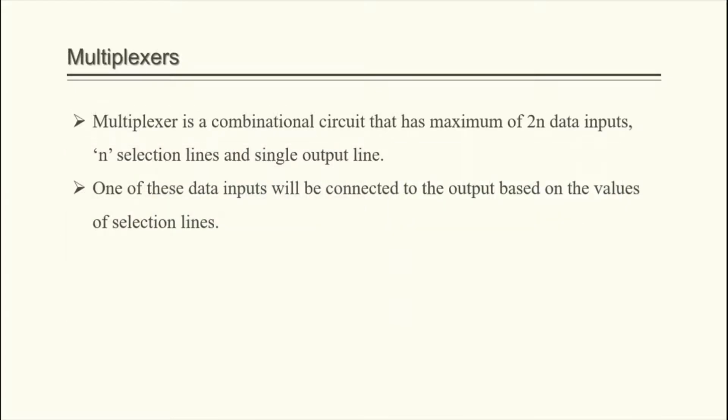And if we talk about multiplexers, multiplexers are also very important for our project, as we will see how multiplexers are implemented here. A multiplexer is actually a combinational circuit that has a maximum of 2^n data inputs, where n is the number of selection lines, and from these inputs just one will go to the output as defined by the selection lines.